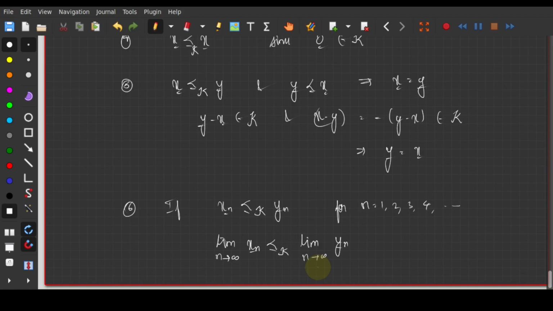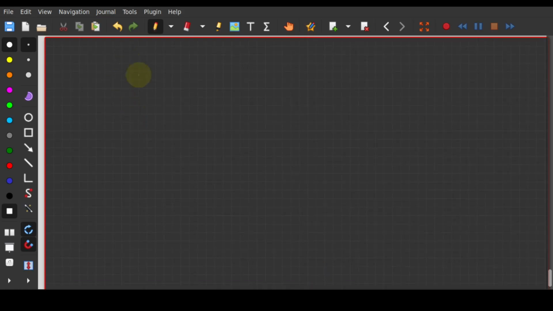So something like this does not hold if K is not closed, right? So for example, it's not exactly the same, but suppose I have a sequence xn which is strictly less than yn for all n. Does it mean that the limit as n tends to infinity of xn is strictly less than the limit as n tends to infinity of yn?